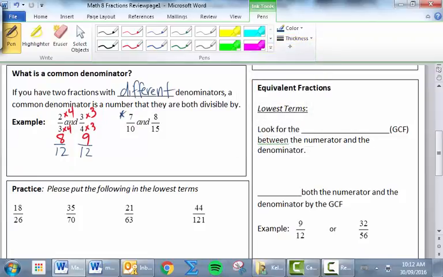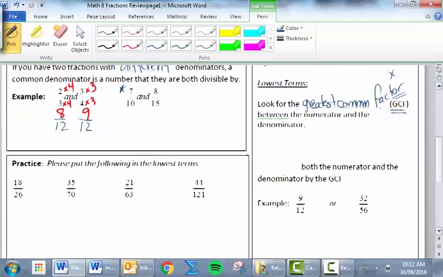Okay, equivalent fractions. So first thing, equivalent fractions are often about getting fractions in their lowest terms. Sometimes you're actually trying to make the fraction bigger, but a lot of times you're trying to make it smaller. So you're looking for the GCF, which is the greatest common factor. So factor, you see that word usually means multiplying. Greatest is the biggest. So the biggest number that both of the two numbers go into.